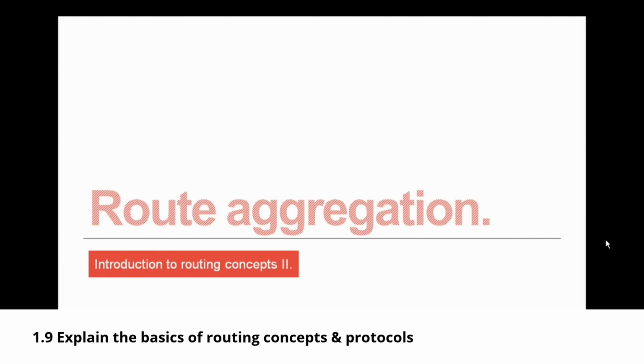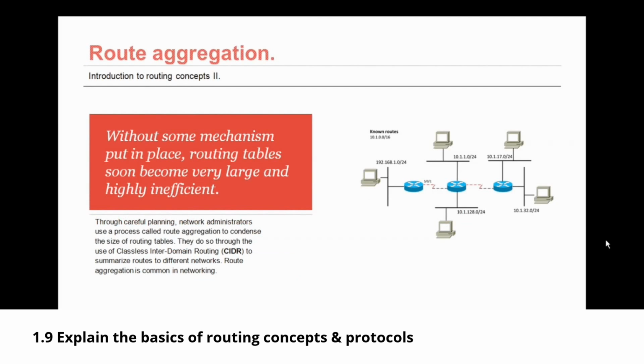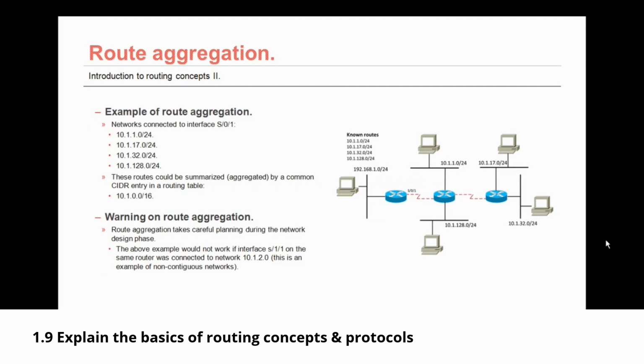Now let's move on to route aggregation. Without some mechanism put in place, routing tables would soon become very large and highly inefficient. Through careful planning, network administrators use a process called route aggregation to condense the size of routing tables. They do so through the use of classless interdomain routing, CIDR, to summarize routes to different networks. Route aggregation is common in networking. Let's take a look at an example of route aggregation.